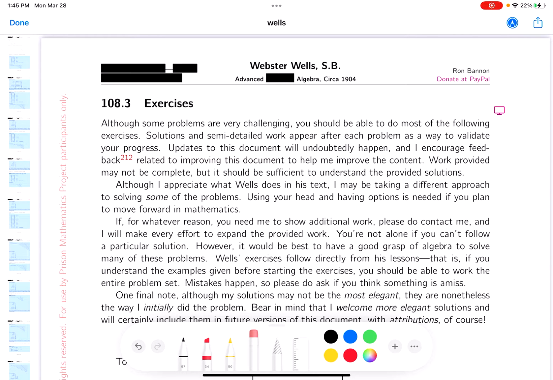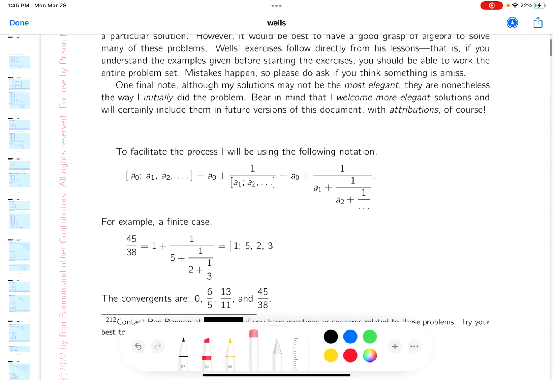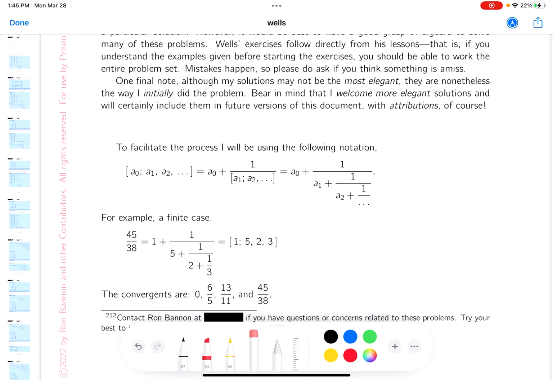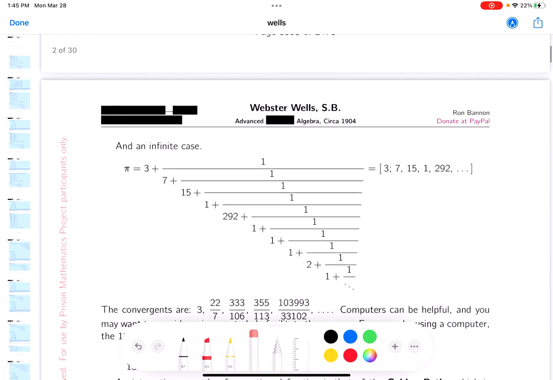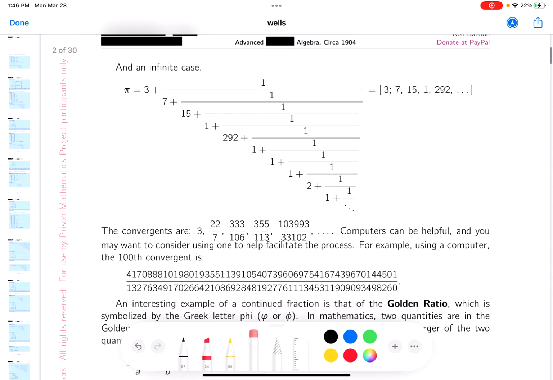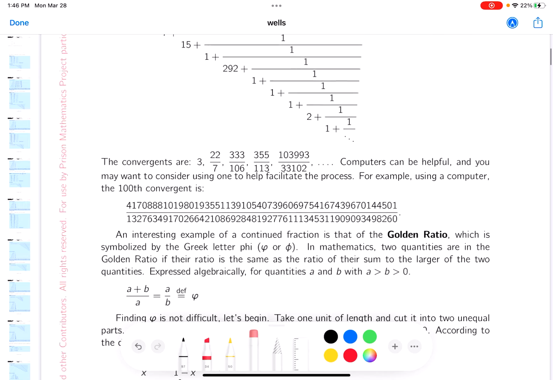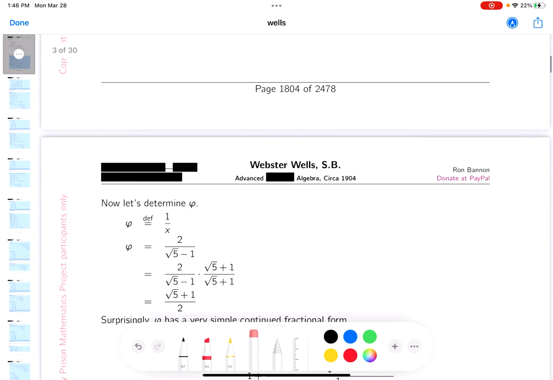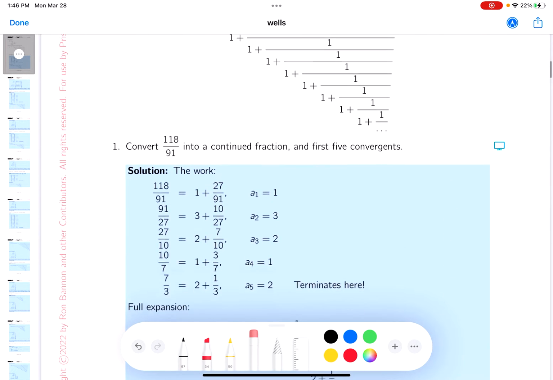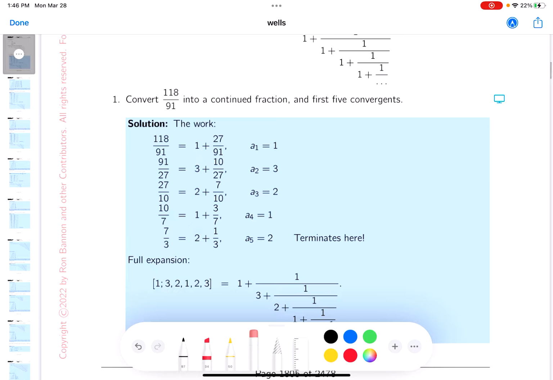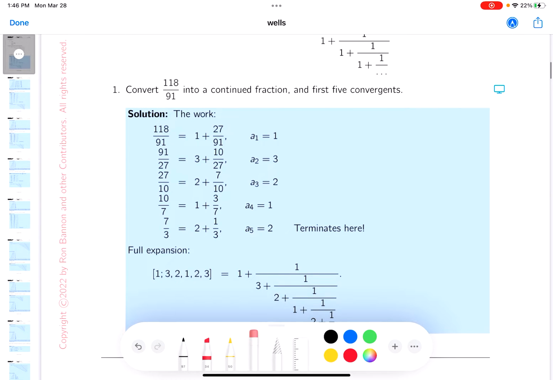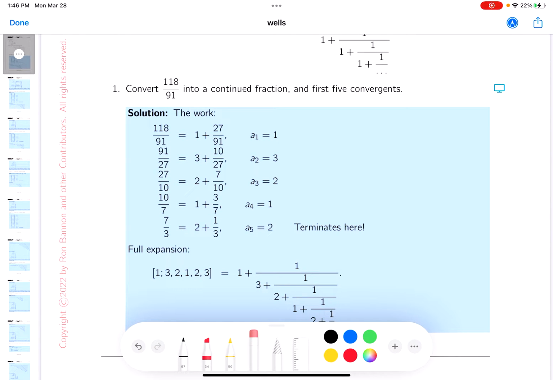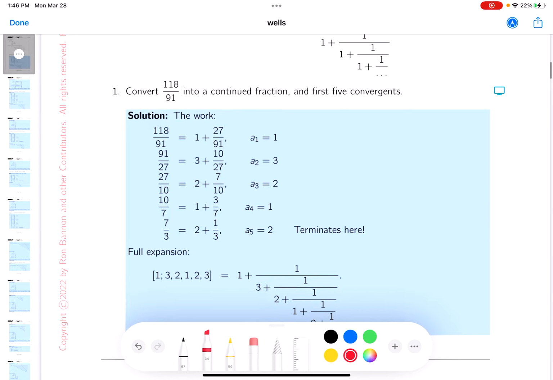Okay, 108.3, the exercises. There's certainly some preliminary information given here about notation, and some examples where I'm taking difficult examples like pi and the golden ratio. The problem set, though, for the most part follows from the examples that have been brought in prior, and certainly the content. Let's walk through this. My understanding of walking through a problem is going through it one step at a time.